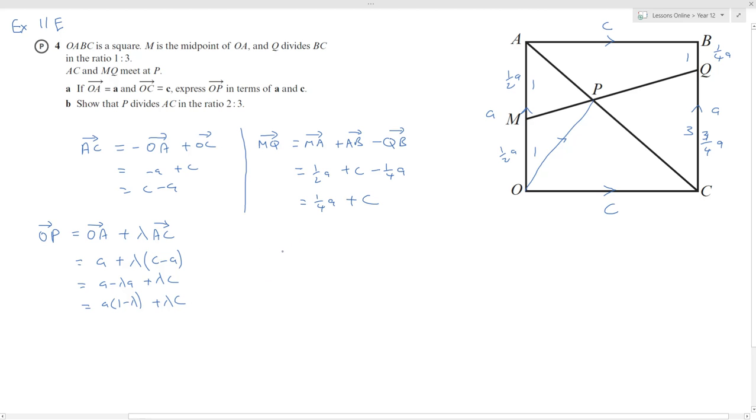Now if we look here, another way of getting to OP, we travel OM and then MP. MP is along MQ, so it's a fraction of MQ. So we can write OP is given by OM plus a fraction of MQ, so let's call it mu. We don't know what it is. It's an unknown of MQ.